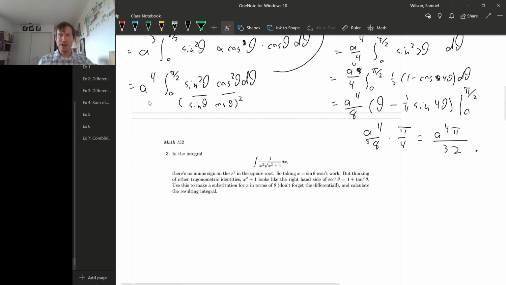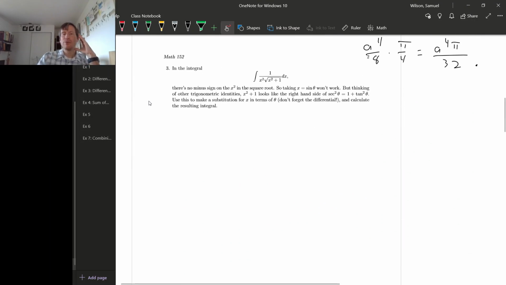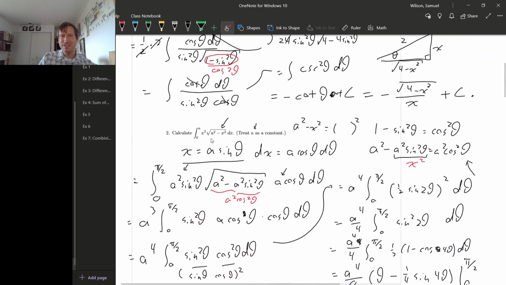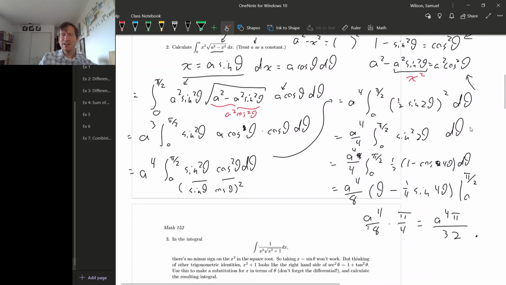Okay, for number 3, we have this square root, so definitely, probably you're thinking trig substitution, but it's not a difference of squares, right? If you remember, what made these previous examples work was because there was a difference of squares, this trigonometric identity with sines and cosines was helpful because it let us turn a difference of squares into a perfect square. But that's not the situation here.